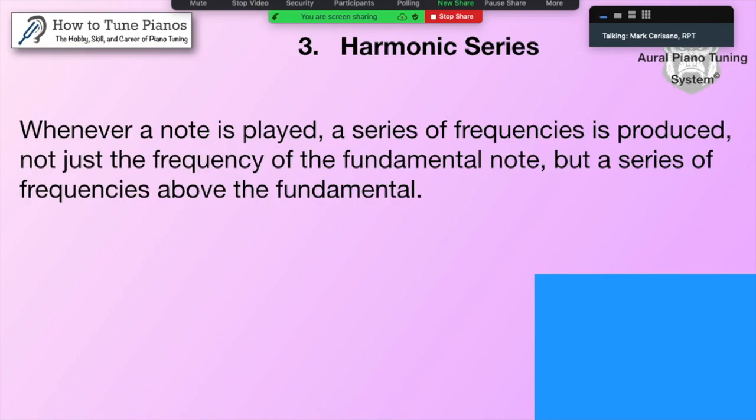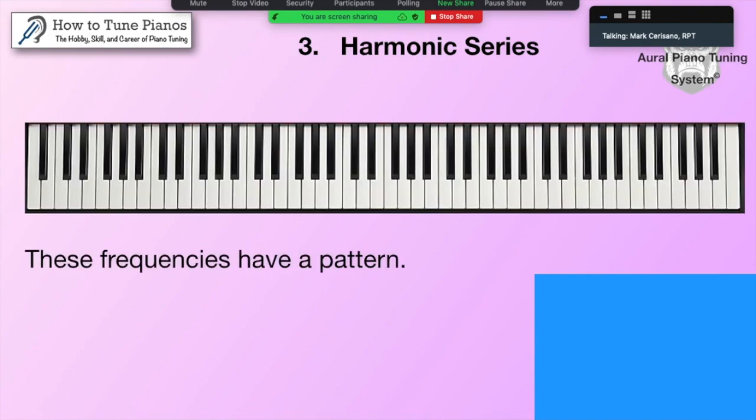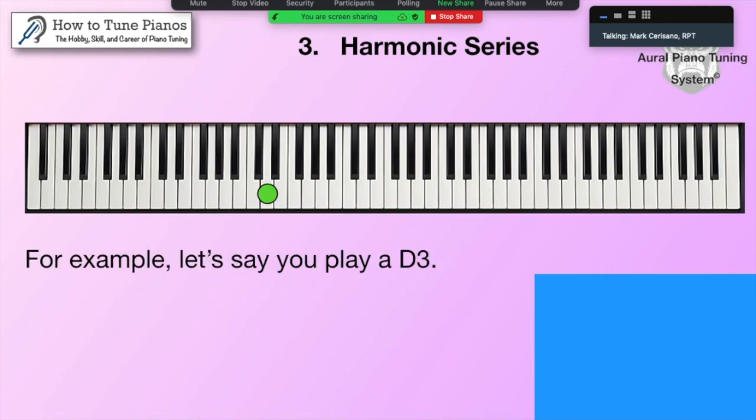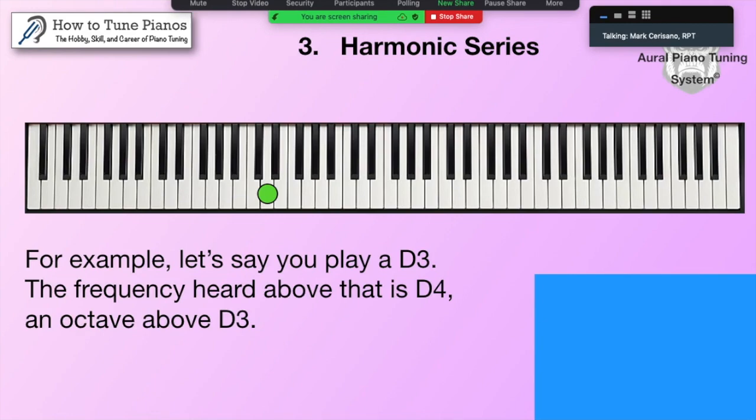Whenever a note is played, a series of frequencies is produced, not just the frequency of the fundamental note, but a series of frequencies above the fundamental. And these frequencies have a pattern. The first extra frequency produced is an octave above the fundamental. So if we have D3, the frequency heard above that, the first one is D4, an octave.